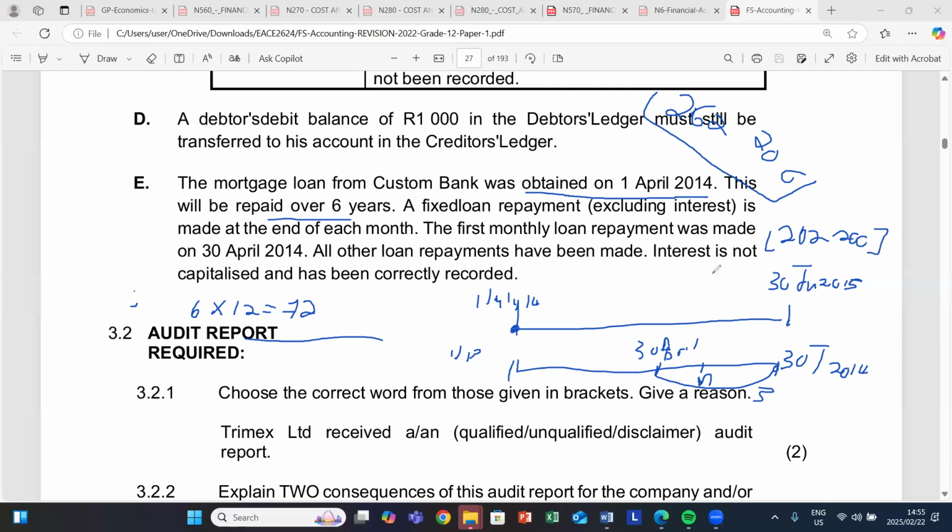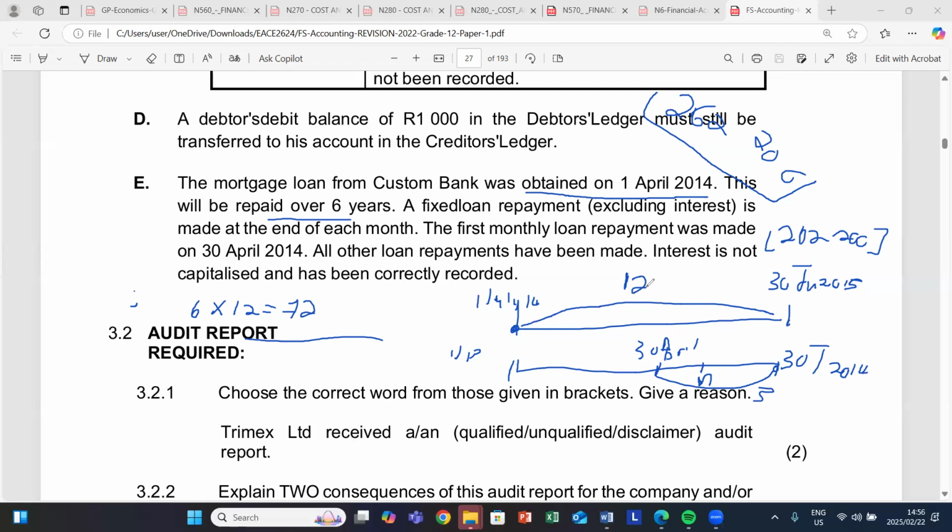And then they told you that all other repayments have been made, meaning this year's repayments have been made and recorded. For this year, we made 12 repayments. Remember, a year is 12 months, right? Whenever a year is 12 months, it simply means that we made 12 repayments for this year, and they've been recorded. Why am I doing all of these things? Remember that I'm calculating my short-term loan. So for this year, we did our 12 repayments.